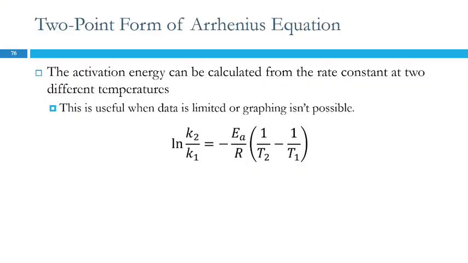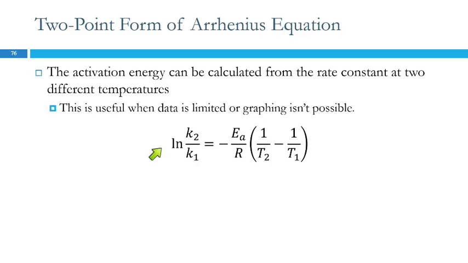Well, what if you don't have the luxury of all that data, or being able to do all those experiments? You can still get a lot of information if you have the rate constant at 2 temperatures. So measure the rate constant at 1 temperature, measure it at another temperature, and you can still calculate the activation energy. You can't calculate the frequency factor, but the frequency factor is not useful for most things. So we don't care about that.